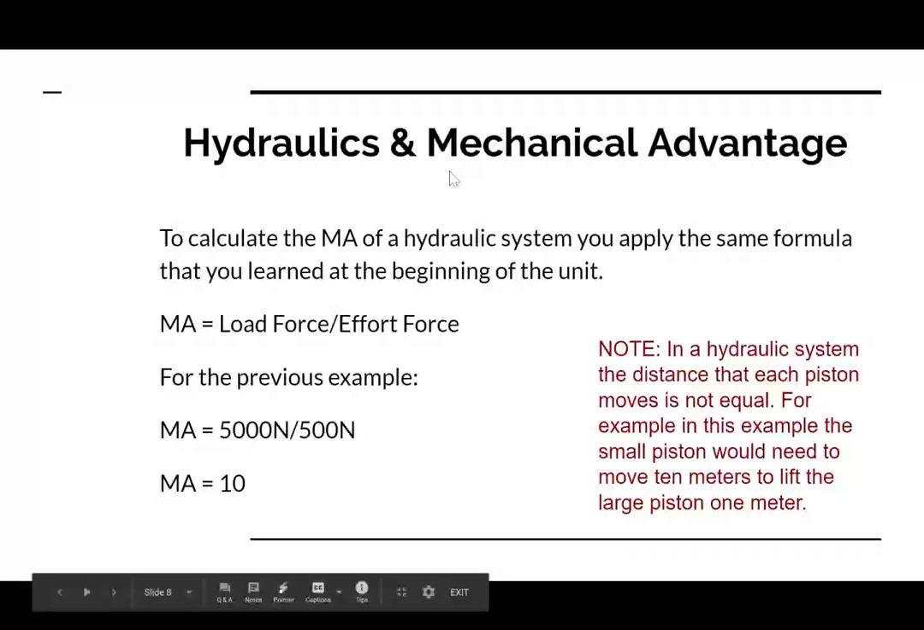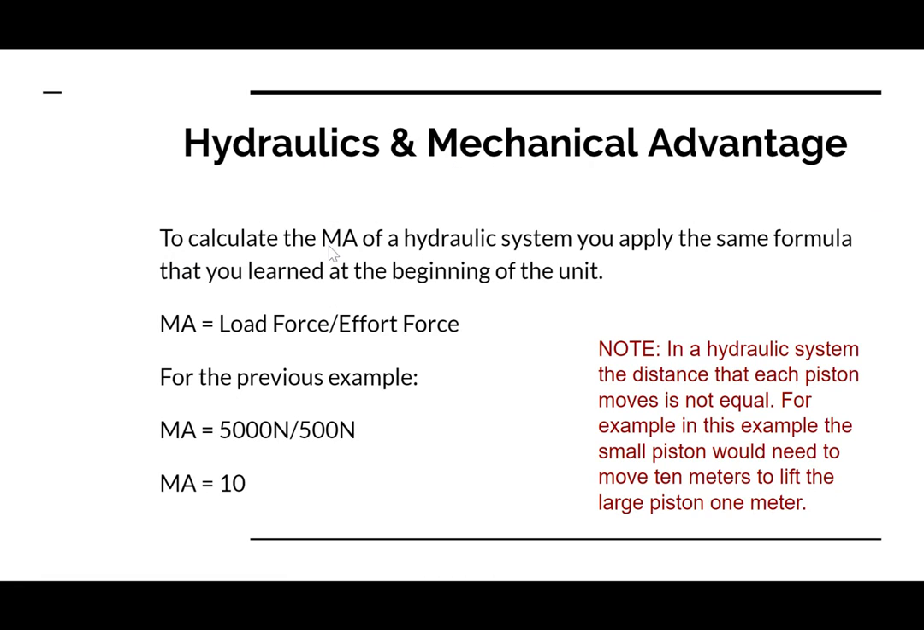We're talking about hydraulics and mechanical advantage. To calculate the mechanical advantage of a hydraulic system, you apply the same formula that you learned at the beginning of the unit. So our mechanical advantage is load force over effort force. For the previous example, 5,000 newtons over 500 newtons equals 10.